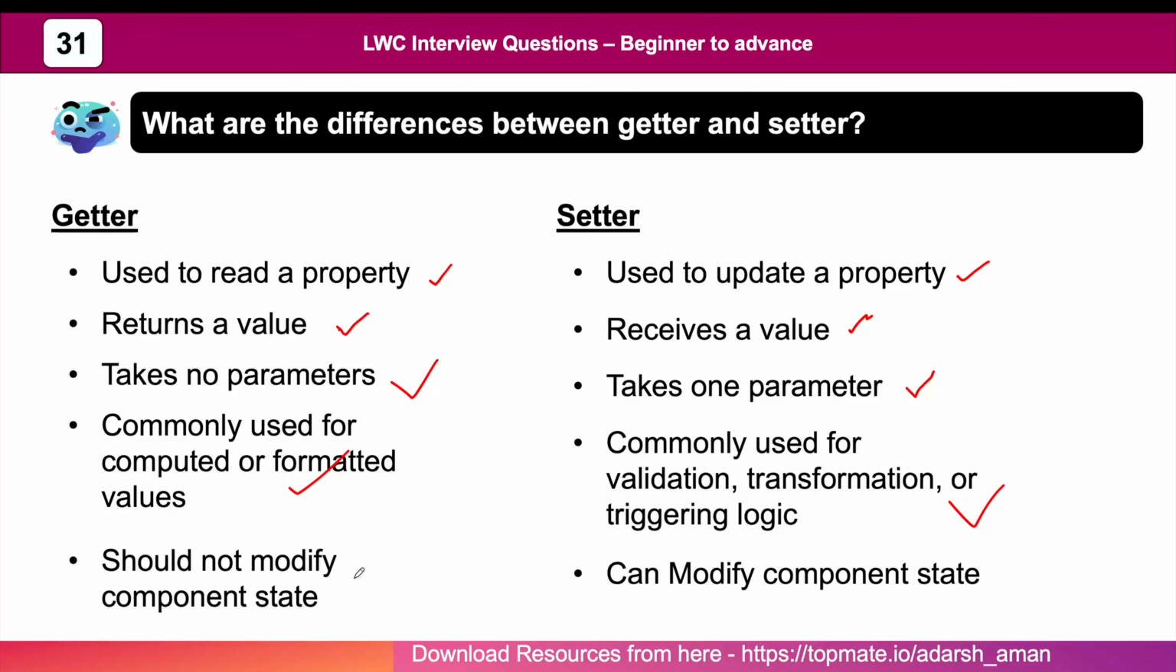A getter would not modify component state. So what is component state? It refers to all the data, variables, or properties that belong to a component and determine what is displayed on the screen. In a getter we are not updating any property, right? So it will not update any component state. But a setter can update the component state, because we have seen we updated underscore name in the last example. So a setter can modify the component state, which is the variable, but a getter cannot do that because a setter is designed for that only, to update and then give the value.